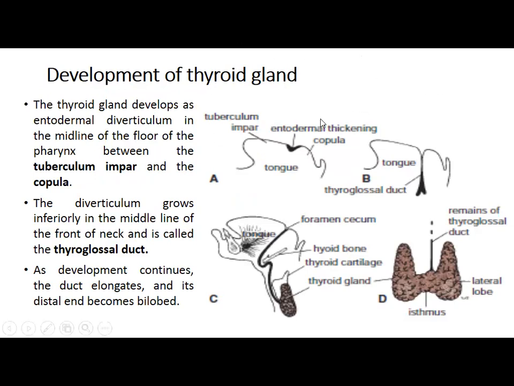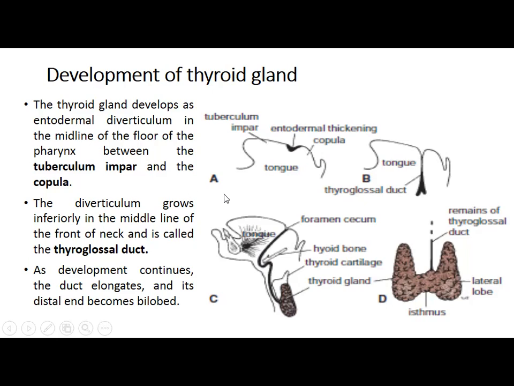Now coming to the development of the thyroid gland: it develops as an endodermal diverticulum in the midline of the floor of the pharynx and the tongue. So there is a structure called the tuberculum impar on the tongue. This is the tuberculum impar and the copula, and in between there is an endodermal thickening from the tongue. This is the tongue here. So that will invaginate down. So it is going down and this develops into the thyroid gland. This is a very important structure coming from the tongue between the tuberculum impar and the copula, which invaginates down and goes all the way into the neck.